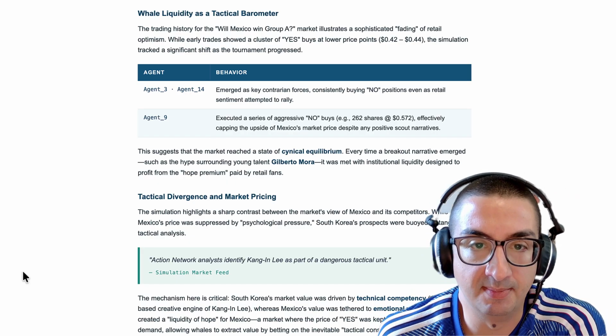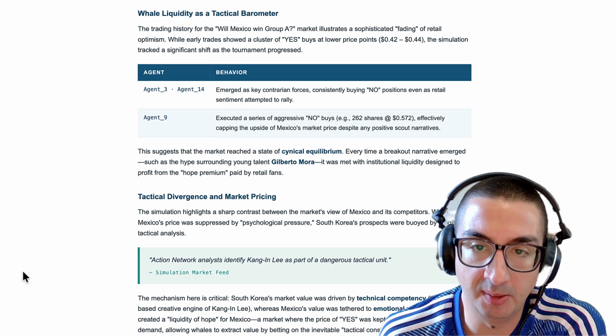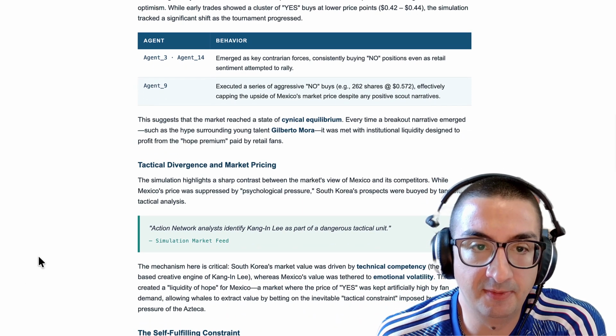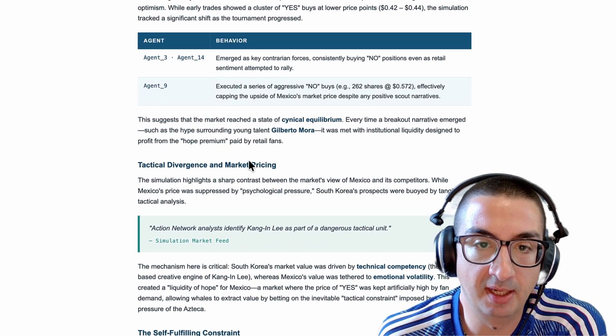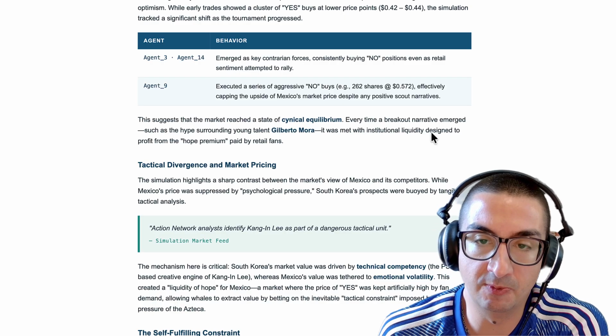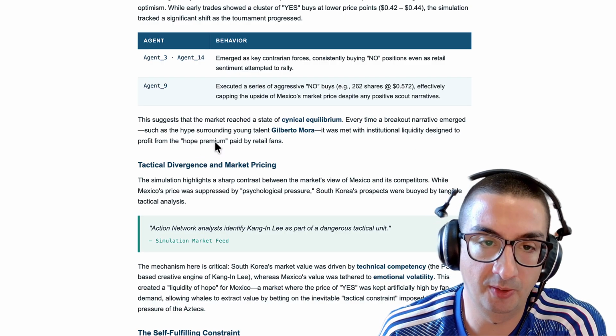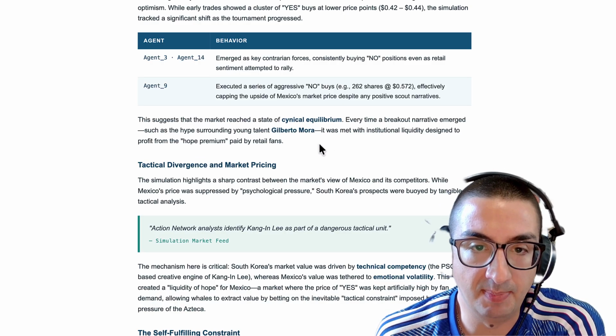This suggests that the market reached a state of cynical equilibrium. Every time a breakout narrative emerged, such as the hype surrounding young talent Gilberto Mora, it was met with institutional liquidity designed to profit from the hope premium paid by retail fans.